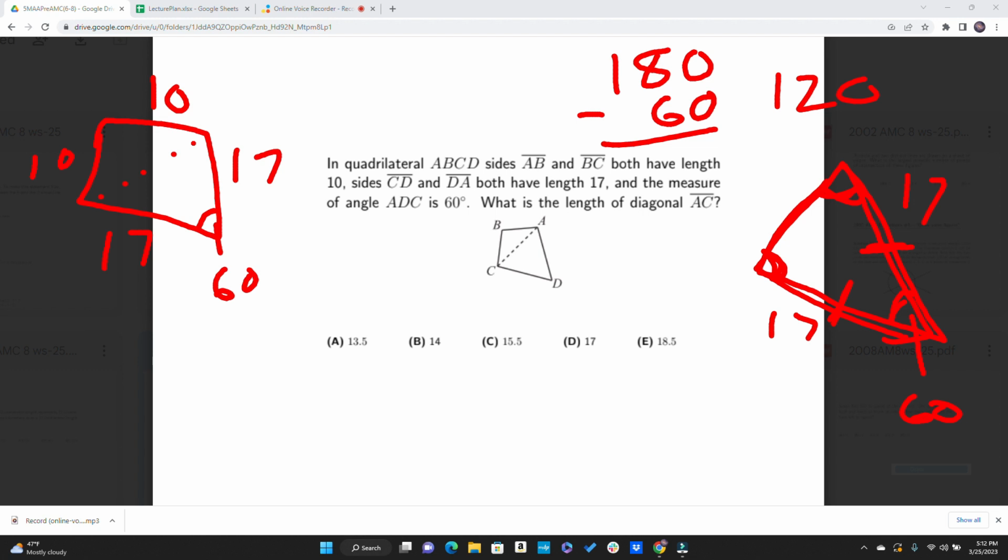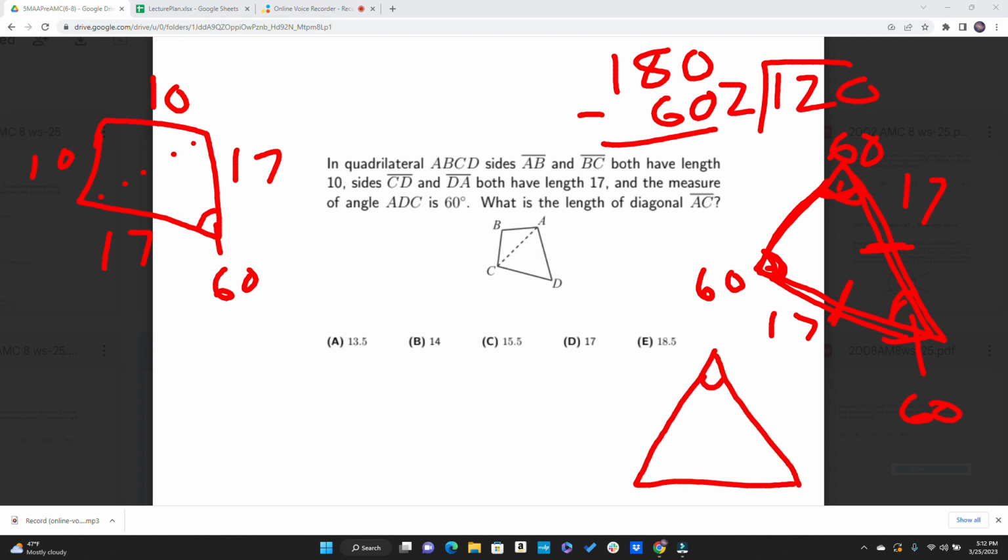So 120 divided by 2, that's 60. So the triangle has 60 degrees for each of its angles, right? Because these two angles are the same, and they have to be 60. So now we've got a triangle with equal angles, which means this triangle is equilateral. And if two of those sides are 17, that means that third side is also 17. That means AC is 17. Answer choice D.